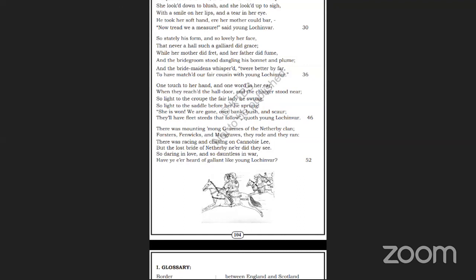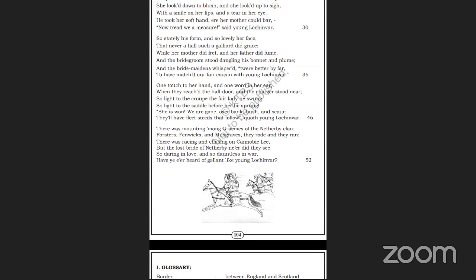Have you ever heard of a knight like Lochinvar? Have you ever heard the great story or the brave story like that of Lochinvar? With this, he completes the poem. We can say the poem ended on a happy note because Lochinvar was successful in winning his love. Ellen was happy that finally she got to marry the man whom she loved and liked. And finally, we can say this story had a happy ending.